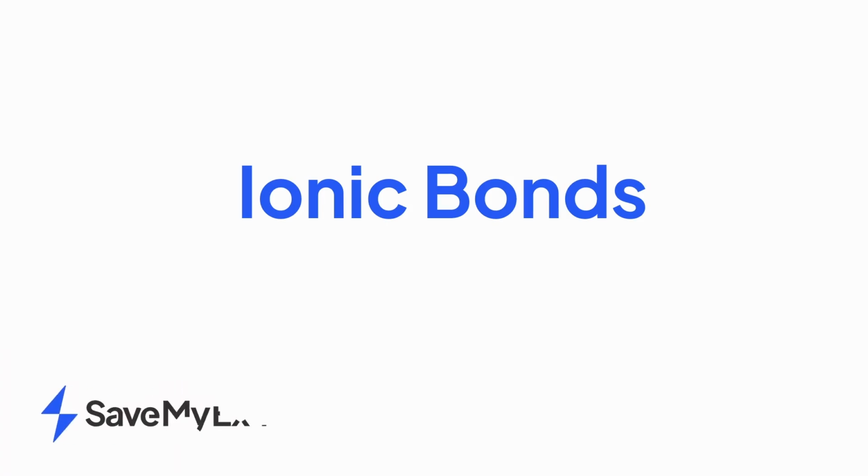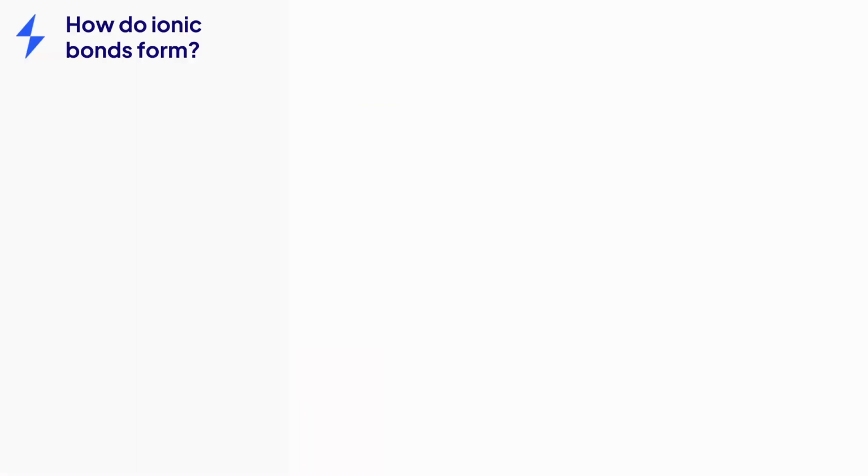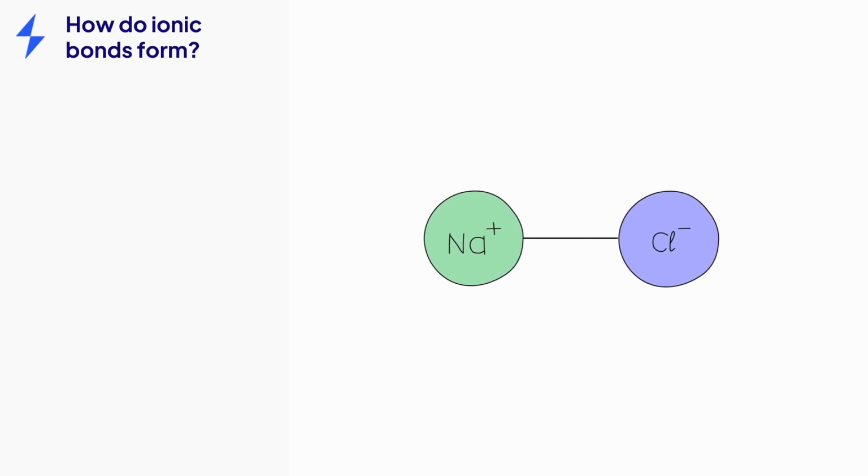This video is about the formation of ionic bonds and includes the use of dot and cross diagrams. When a metal atom reacts with a non-metal atom, positive metal ions and negative non-metal ions are formed. There will be an electrostatic attraction between these oppositely charged ions. This electrostatic attraction is strong and it holds the ionic compound together.